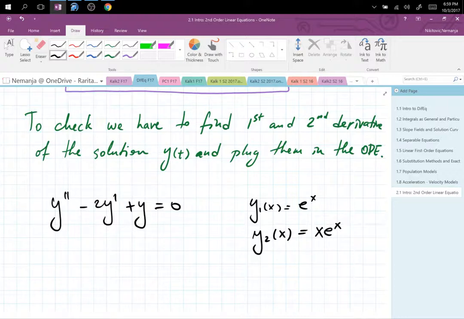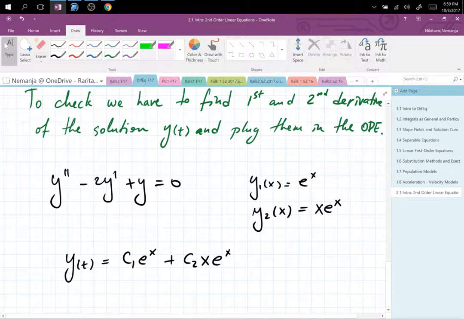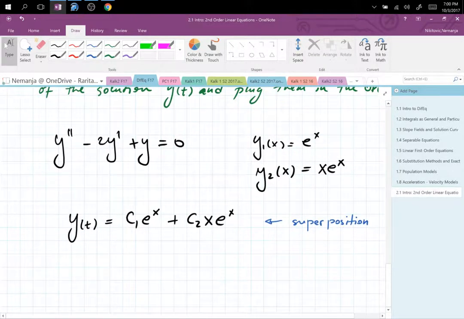We want to know if these are actually solutions and to write it as the single solution. So to solve this, I will first compile the superposition, which tells me that the overall solution y of t is going to be c1 e to the x plus c2 x e to the x. So this part over here is the superposition. And now I would like to check if this is actually the solution.